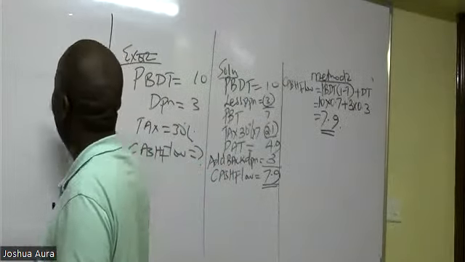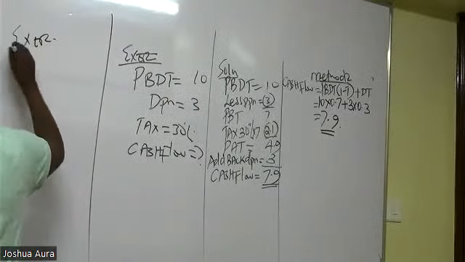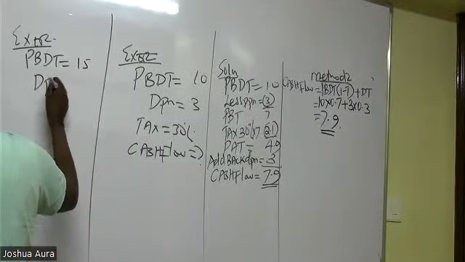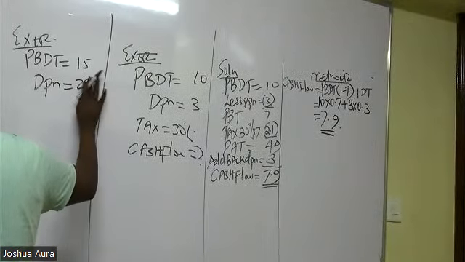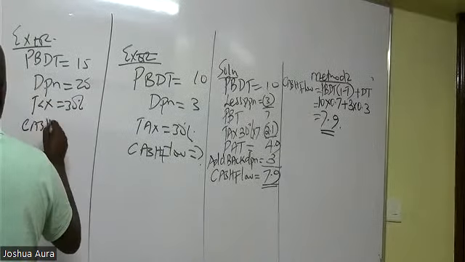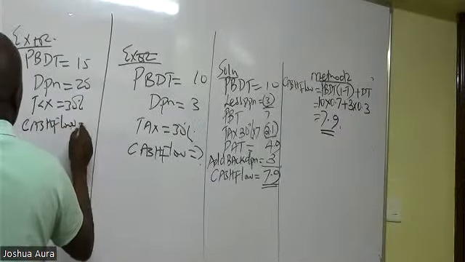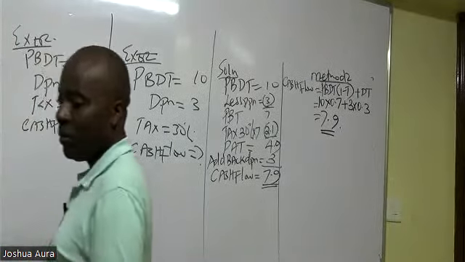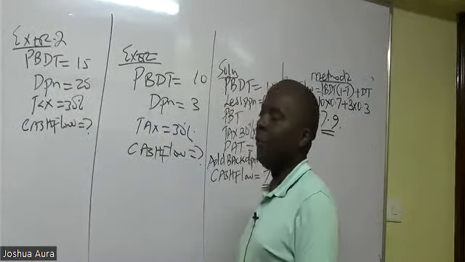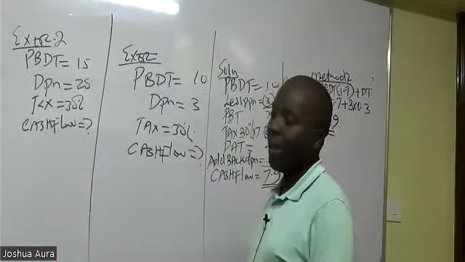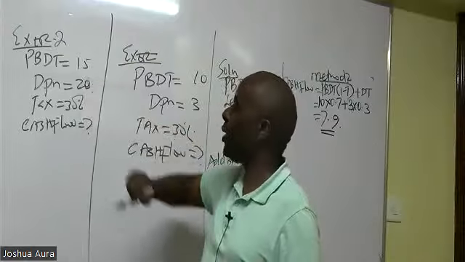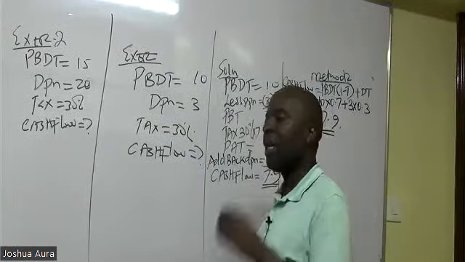Now, ladies and gentlemen, I would want you to try this as a second exercise. A very important exercise for me. What if the profit before depreciation and tax was 15, but depreciation was higher, 20? Tax is 30%. Could you kindly give me the cash flow here now? So exercise 2. They have given you profit before depreciation and tax of 15. Depreciation here is 20, which is higher than the profit. Tax is 30%.